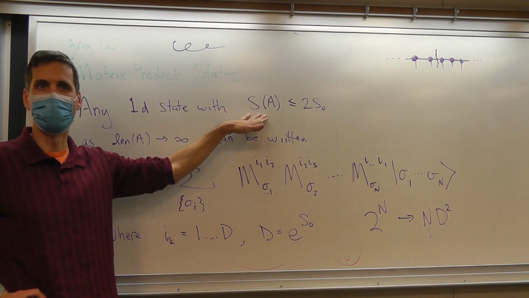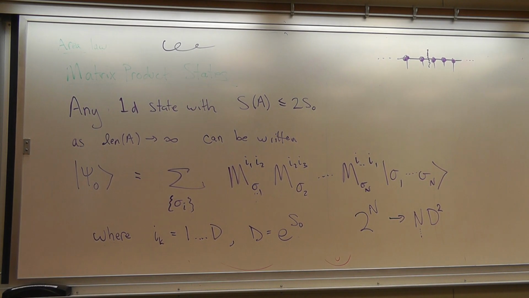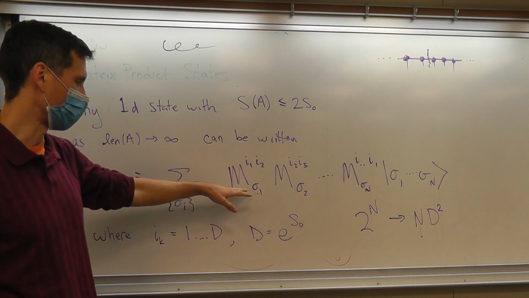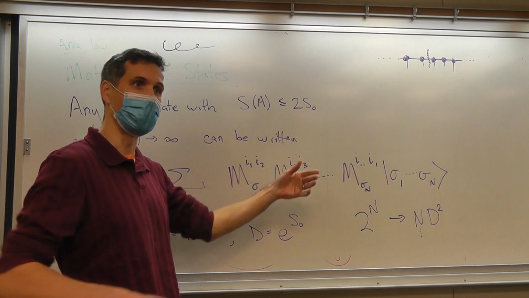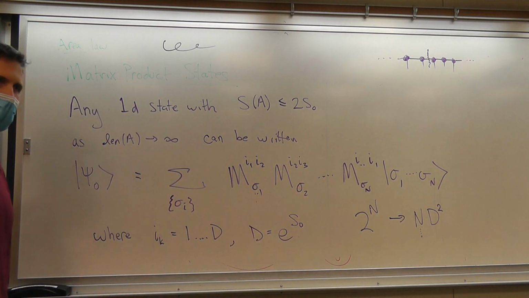So in particular, the ground state of a gapped Hamiltonian can be written in this way. If it's not gapped, then you have logarithmic corrections, which means that you have to increase your bond dimension a little bit with the system size, but you're still going to do much better than you would just writing down a totally general wave function.